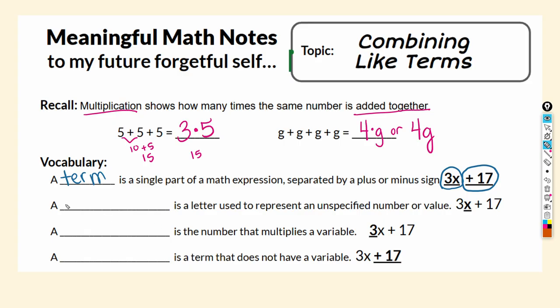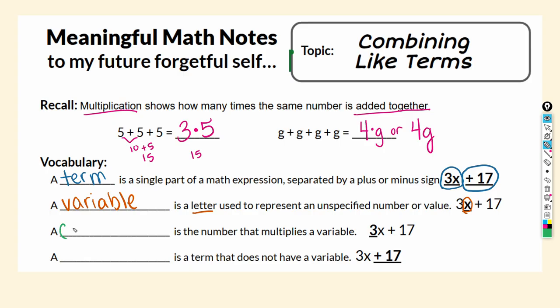Let's go to the next vocabulary word. A variable is a letter used to represent an unspecified number or a value. For example, 3x. X is the variable in this situation. In this expression, we have x as our variable. It is a letter standing in place of some unknown number.